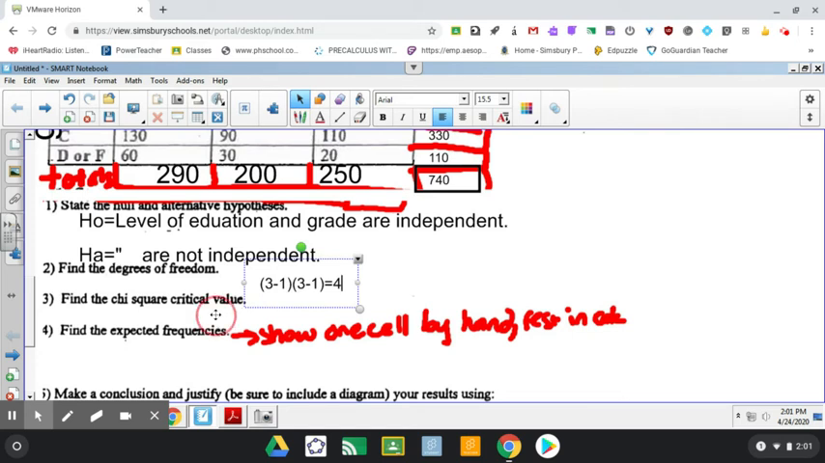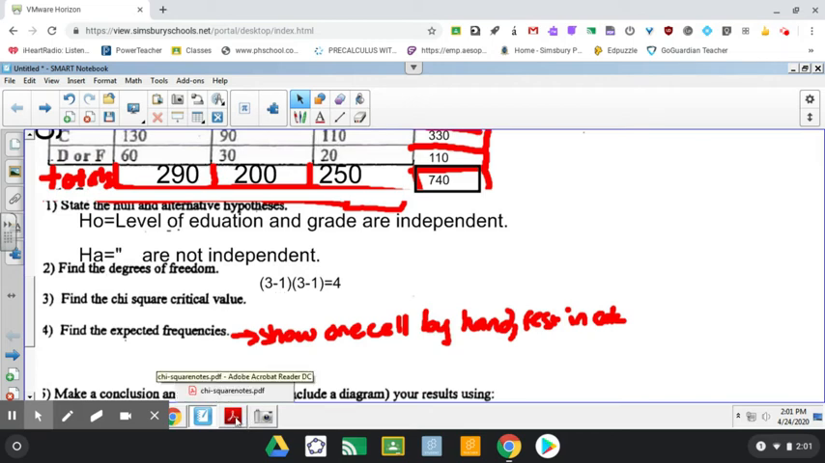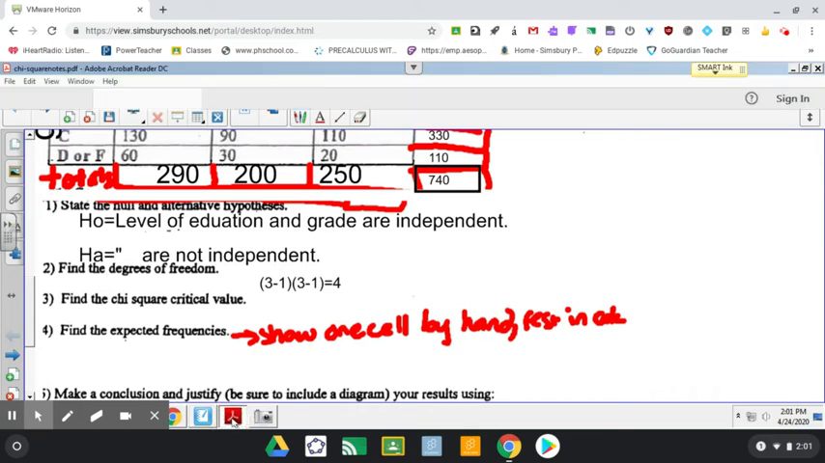Your chi-square critical value, again, you can get from your table on the back. So I'm going to just show you how to use that. You'll also be able to use a graphing calculator to do this if you don't want to use the table. Some people like the table because it's very familiar to what they do in college, but it's up to you. I'm just going to show you both methods.